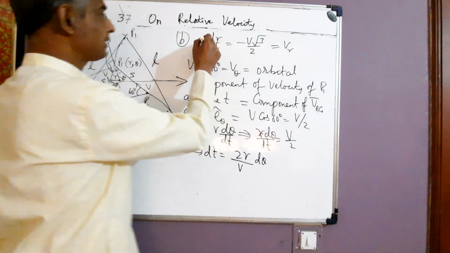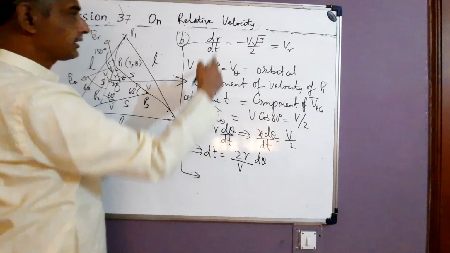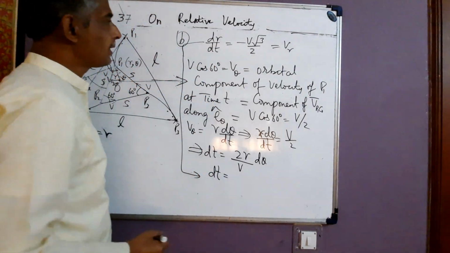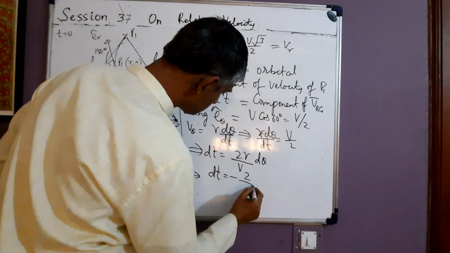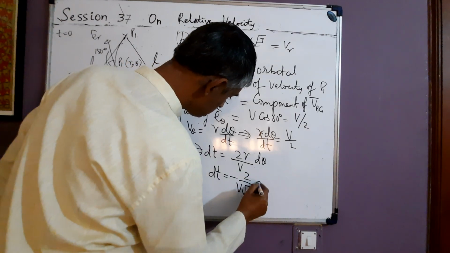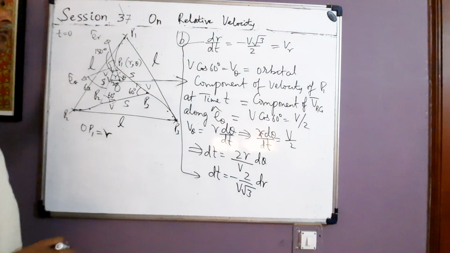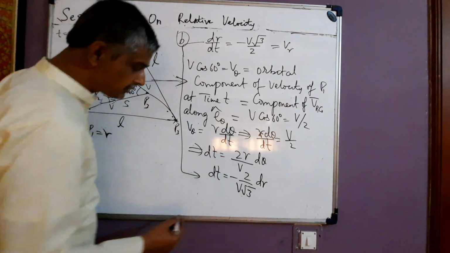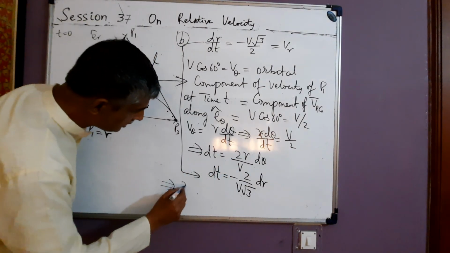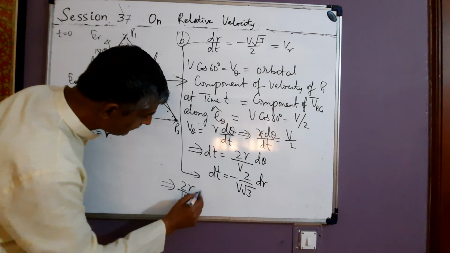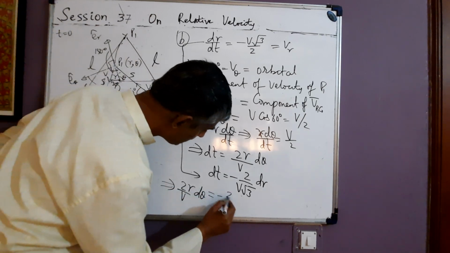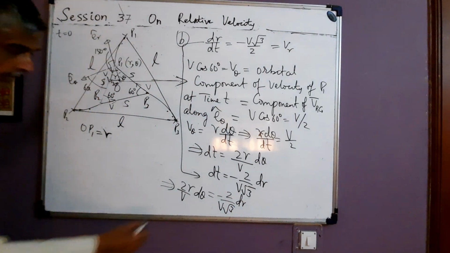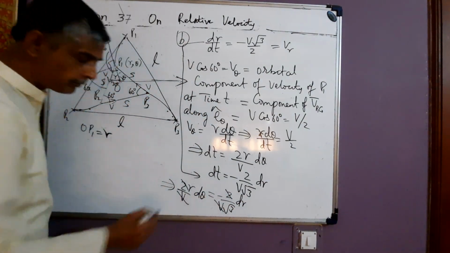And from the other equation we get that dt is equal to minus 2 by V root 3 dr. These two dt's are the same, so these two should also be the same. Therefore we get 2R by V d theta equals minus 2 by V root 3 into dr. Now V and V will go away, 2 and 2 will go away.